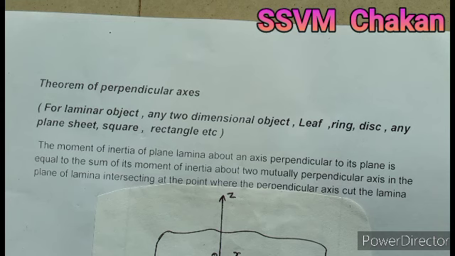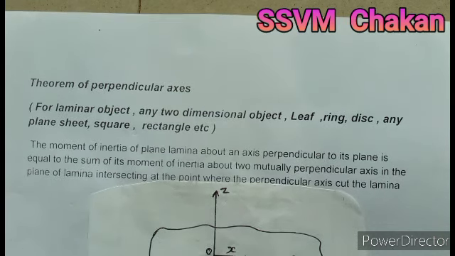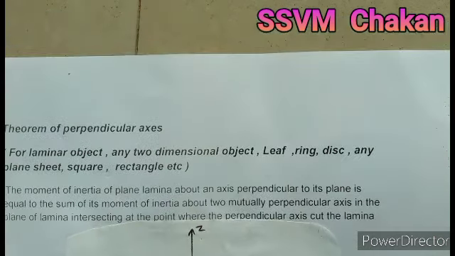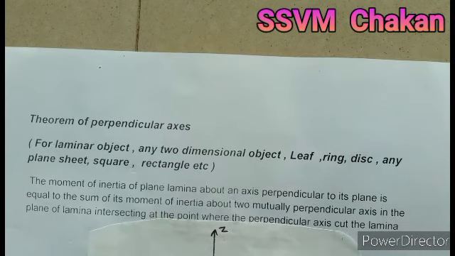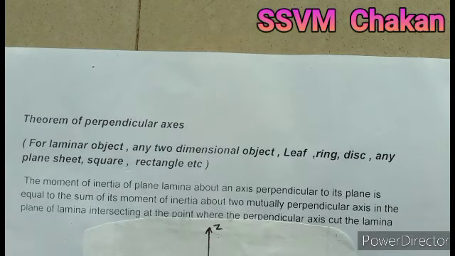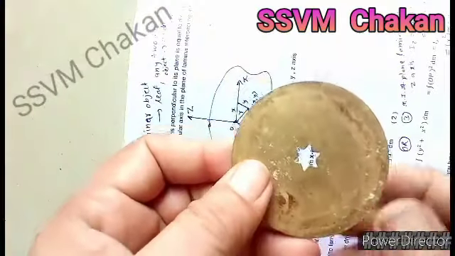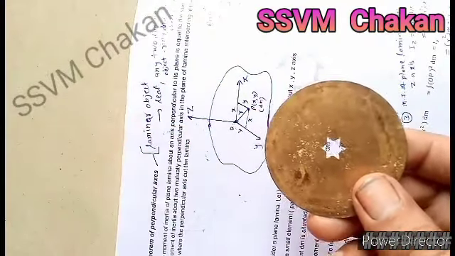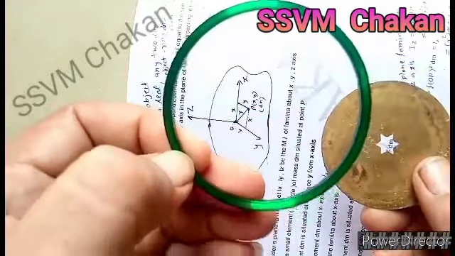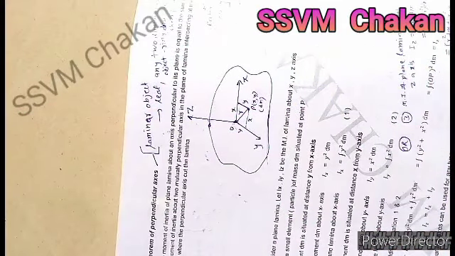Theorem of perpendicular axis. This theorem is applicable to the laminar object. Laminar objects are nothing but any two-dimensional object, just like a leaf, ring, disc, or any plane sheet, square, rectangle. It is a two-dimensional body. It is a laminar body. A ring is a two-dimensional body. It is a laminar body.